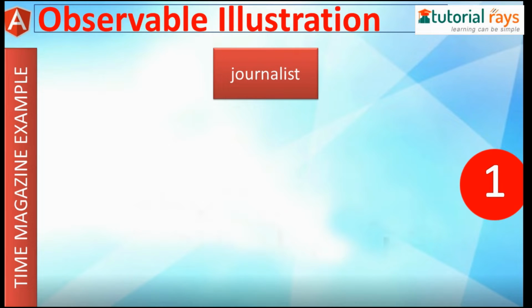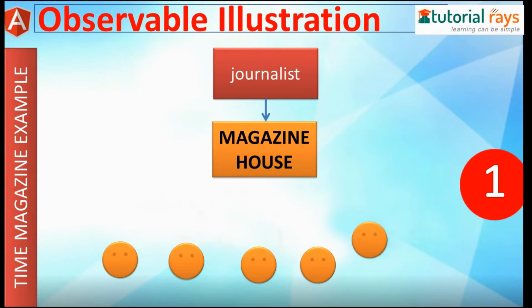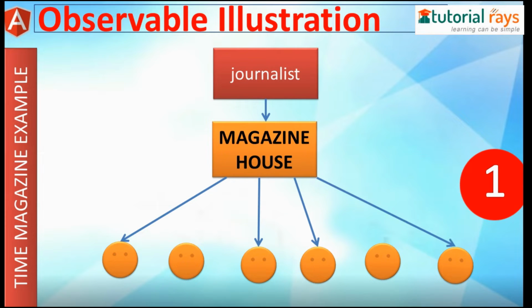So the first one is the journalist. As I mentioned before, the journalist will send data to the magazine house, and then there are different people who will subscribe to the magazine, so that on a monthly basis they can receive it. But out of them, there are also a few other people who have not subscribed.